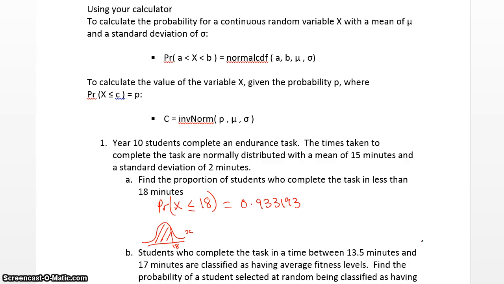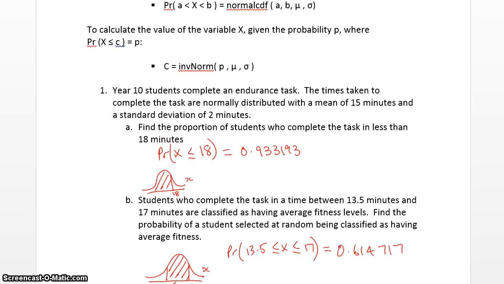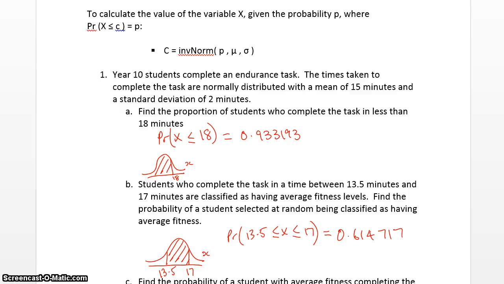Okay. So now students who complete the task in time between 13.5 minutes and 17 minutes are classified as having average fitness levels. So I want to find the probability of a student selected at random being classified as having average fitness. So it's simply, I draw the diagram between 13.5 and 17 is what I'm after, and then I write this down, the probability of 13.5 < x < 17.